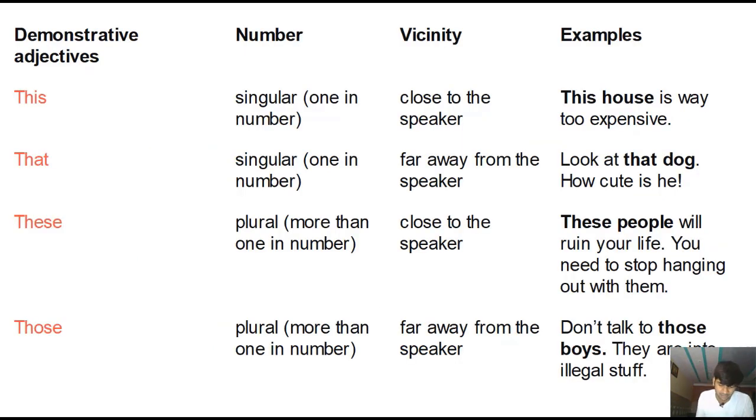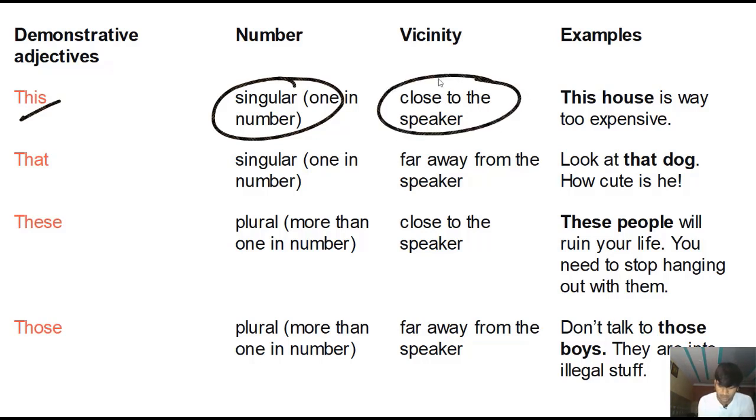Let's understand all of these, right? This is used to point out a singular noun, one in number, which is close to the speaker. So let's suppose I'm standing here, and I have a box near me. I'll say this box. Hey, give me this box. Do you want this box? Do you know this phone? Have you seen this phone? Do you want this bottle? Okay. One in number and close to the speaker.